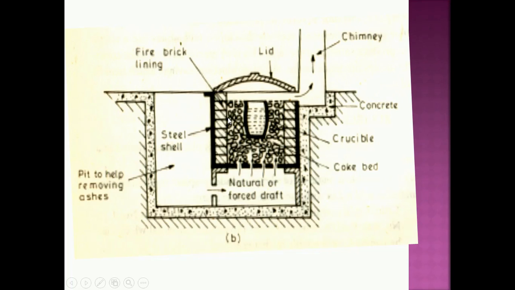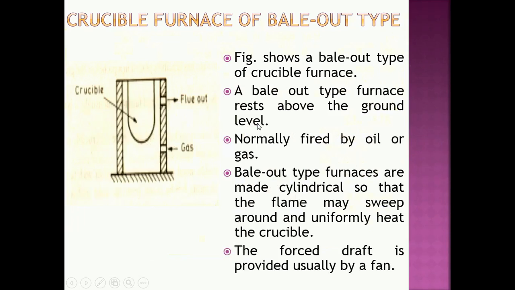After burning of coke, or after the coke reaches the desired combustion temperature, the crucible along with the metal charge is placed at the center. This is a pit crucible furnace.